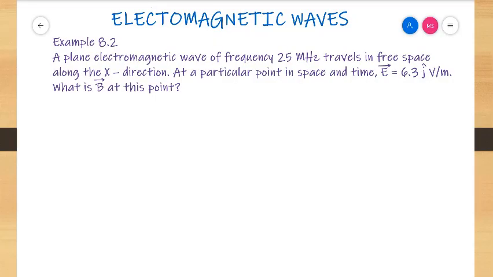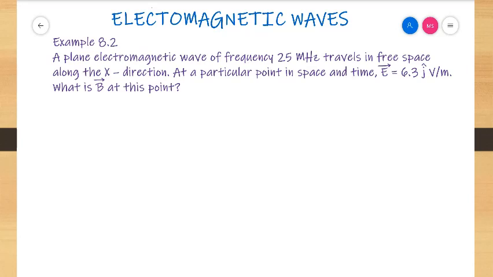Example 8.2. A plane electromagnetic wave of frequency 25 MHz travels in free space along the x direction. At a particular point in space and time, E vector is equal to 6.3 j cap volt per meter. What is B at this point? So in this example, you have to find magnetic field.